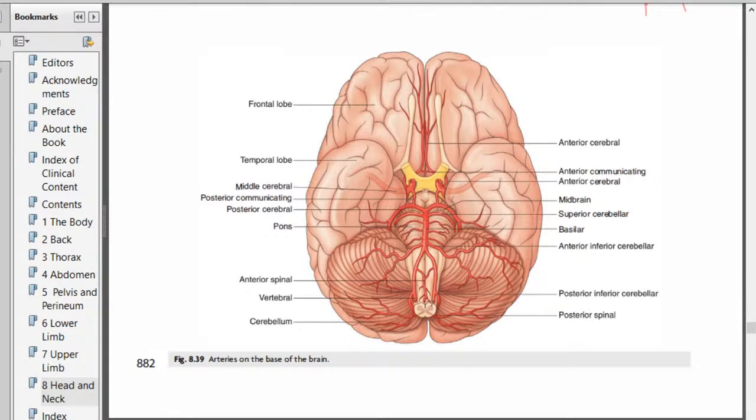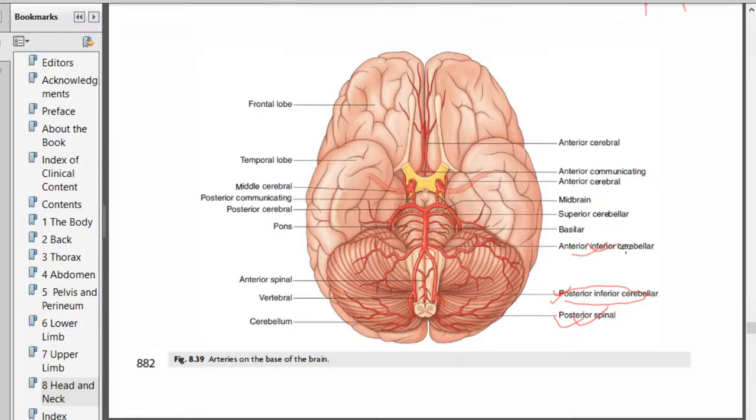Let's go through from the bottom. This is the posterior inferior cerebral artery. This is a vertebral artery. It gives a branch to the posterior inferior cerebral artery. It also gives branches to the posterior spinal artery and anterior spinal artery. The vertebral artery is going upward and finally meeting right here to form the basilar artery. It also gives a branch to the anterior inferior cerebral artery.